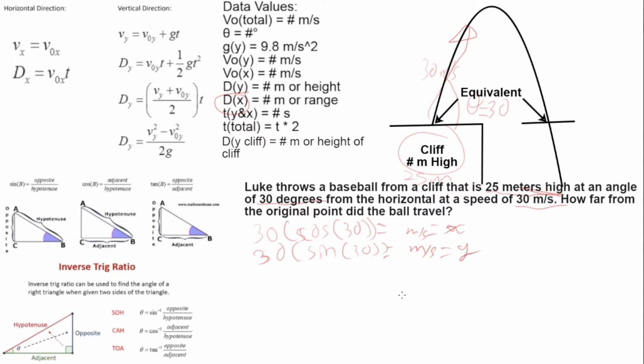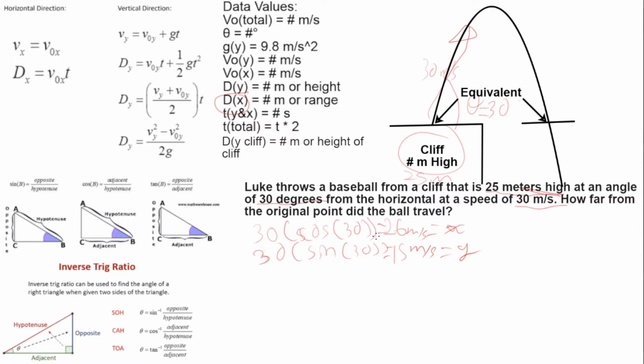Now we can go into our calculators, and there are multiple ways you can write it out. I like to write it out specifically how I have it written: 30, parentheses, cosine of 30, and then close parentheses twice. We should get about 26 meters per second for the x value. If we do the same thing with sine of 30, we have about 15 meters per second. You can check this if you want. The 15 is exact, but the x value is about 25.98 or something. We'll keep it at 26 just for the sake of simple numbers.